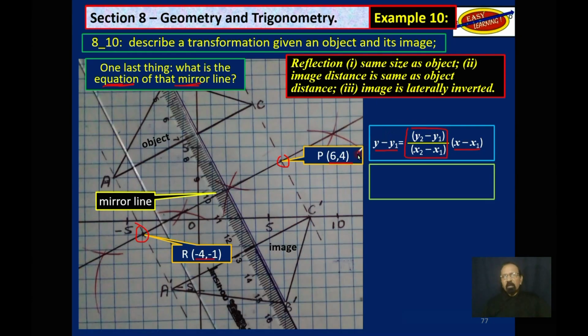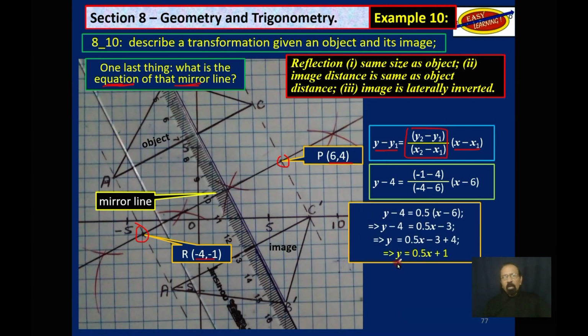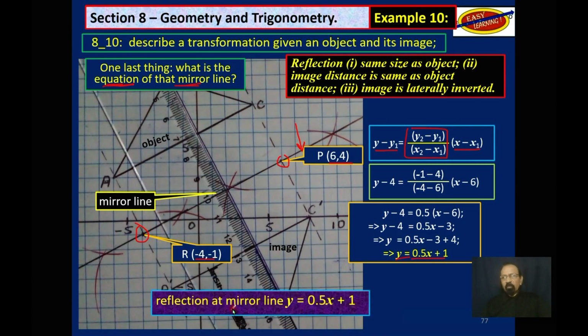We substitute the numbers we are given for Y1 and Y2 and X1 and X2, and we work it through, and we get Y is equal to 0.5X plus 1. Because you have to give the equation of the mirror line when you do this. So it's reflection at the mirror line, Y is equal to 0.5X plus 1.